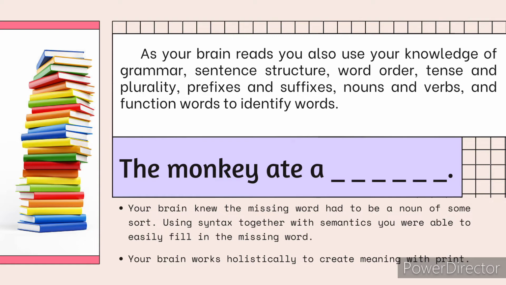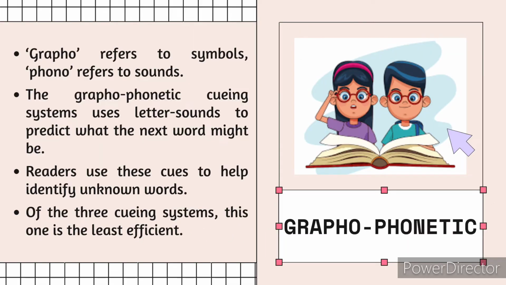to identify words. For example, in the sentence, the monkey ate a blank, you focus on the word monkey, which is the noun, and the word ate, which is the verb. Your brain knew that the missing word had to be a noun of some sort. Using syntax together with semantics, you were able to easily fill in the missing word. This is how reading works. Your brain works holistically to create meaning with print.